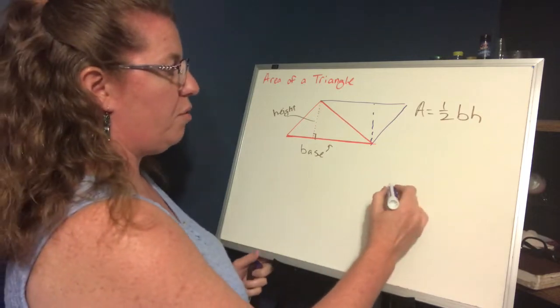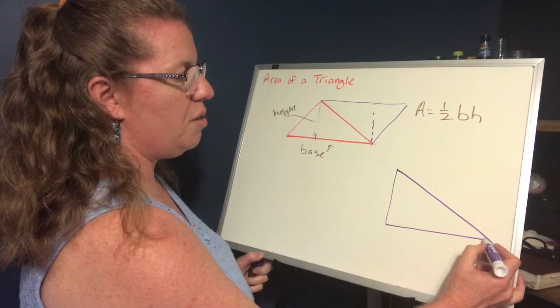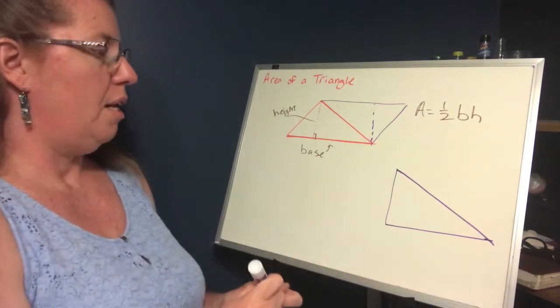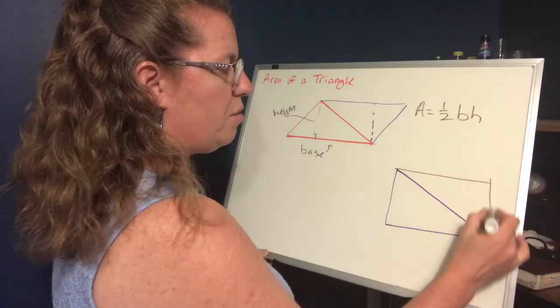Let's look at another type of triangle. We've been looking at right triangles. This one's even easier to see if I draw the congruent triangle and flip it over. We have a nice rectangle.